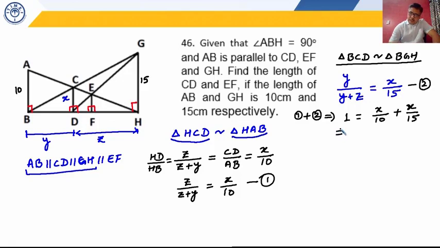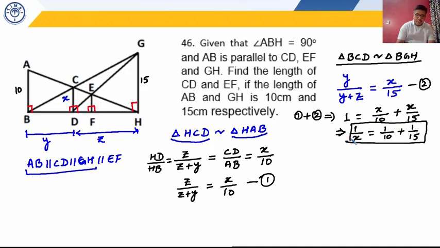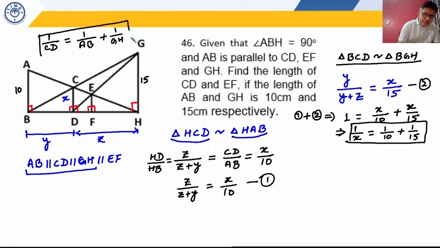So if you keep x on the left hand side, it would be 1 by x is equal to 1 by 10 plus 1 by 15. You can treat this one as your direct formula. Of course, we can calculate the value of x. So can I say from here 1 by CD is equal to 1 by AB plus 1 by GH. Whenever we have this kind of diagram, right, 1 by CD is equal to 1 by AB plus 1 by GH.